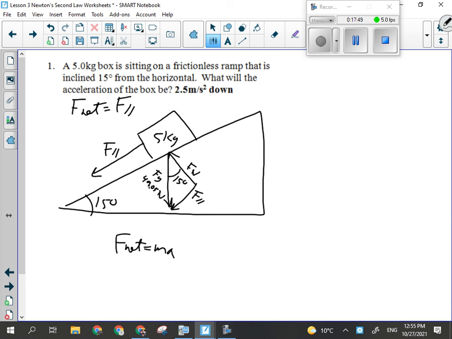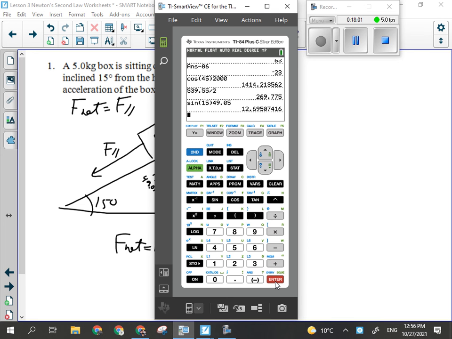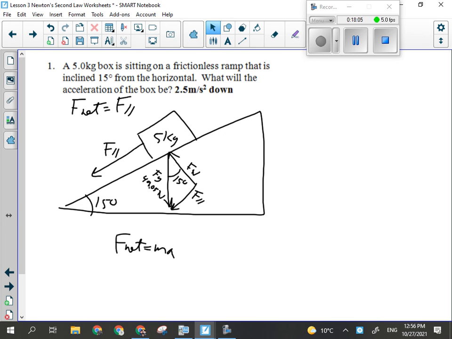I've just got to calculate F parallel, right? So I'm going to go sine of 15 times 49.05, because I'm looking for the opposite side here. Sine of 15. So F parallel is 12.7 newtons.